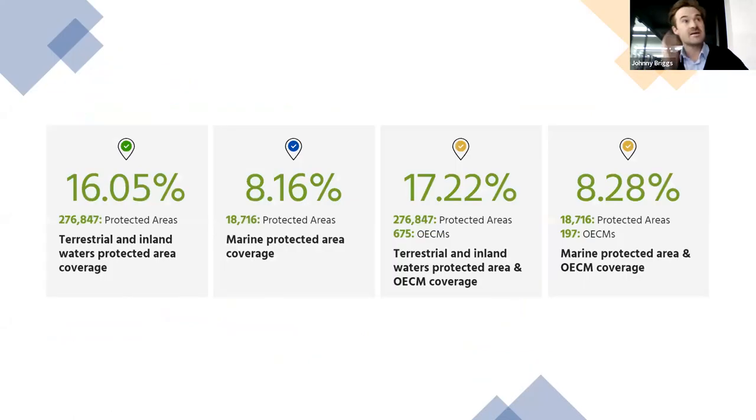So, as I said, they first appeared in Aichi Target in 2010. But if you look at the World Database of Protected Areas at the moment, and combine that with the World Database of OECMs, there's 8.28% of the ocean protected at the moment within marine protected areas and OECMs, but 8.16% of that is in MPAs. So about 99% is MPAs, which shows just how few OECMs are in the database.